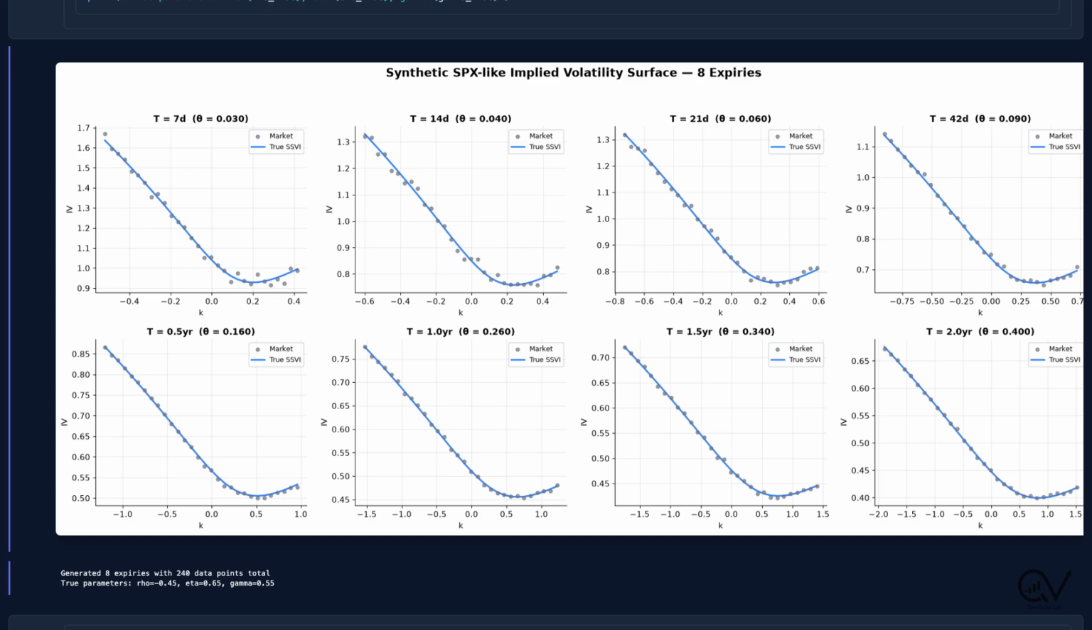The ATM variance term structure grows from about 3% for the 1-week option to 40% for the 2-year. Notice how the skew is most pronounced for short-dated options and flattens out at long maturities, exactly what you see in real SPX markets. Our calibration will need to recover the true parameters from these noisy observations.